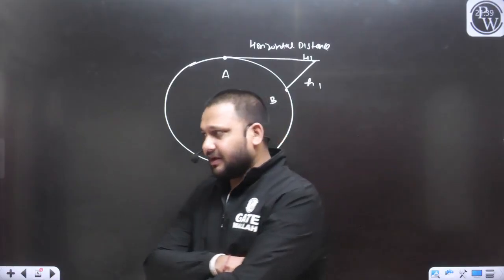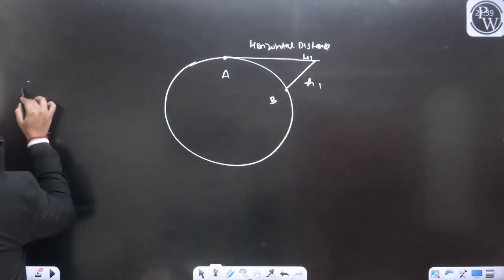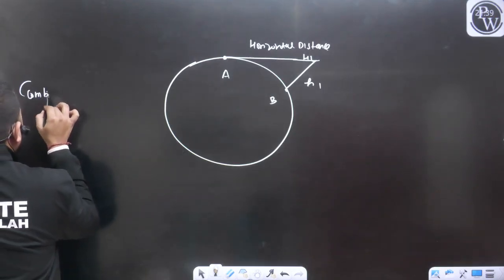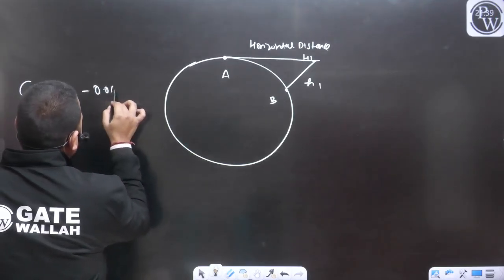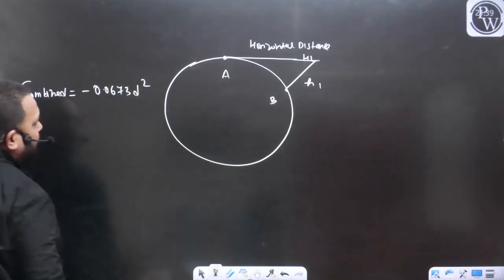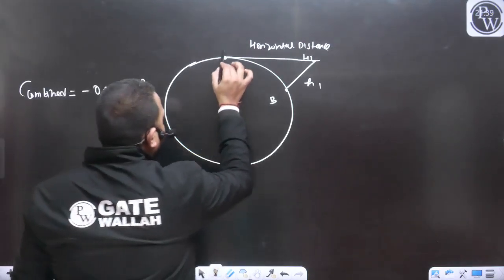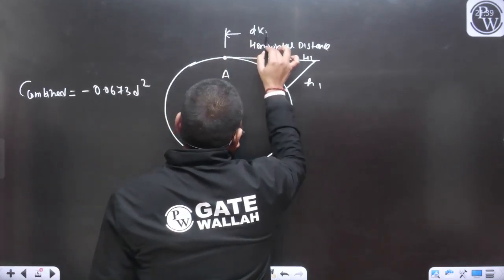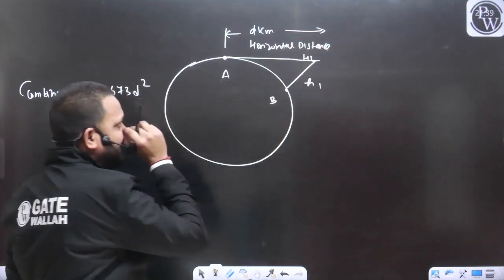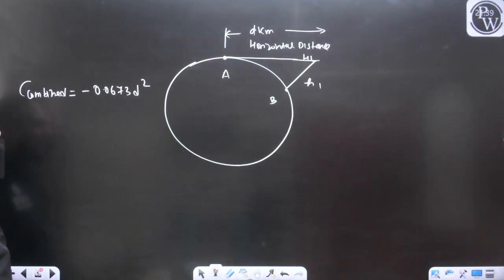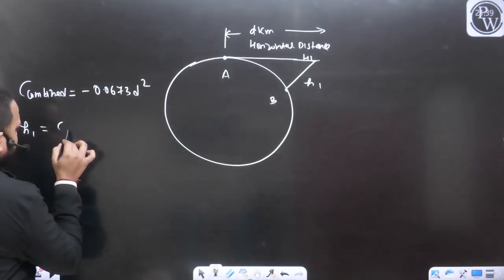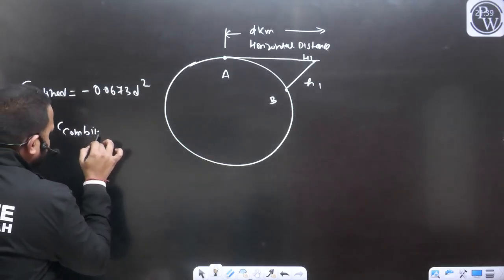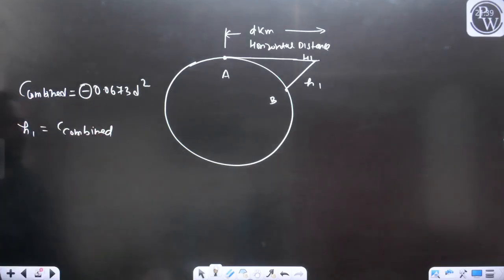And if you remember the latest discussion that we completed about the combined correction, that was nothing but 0.0673 d square, yes or no? So let's say I am assuming the horizontal visible distance between the point A and B is d kilometer. Don't you think that this h1 will be equal to the combined correction? And this nature we can ignore, yes or no?